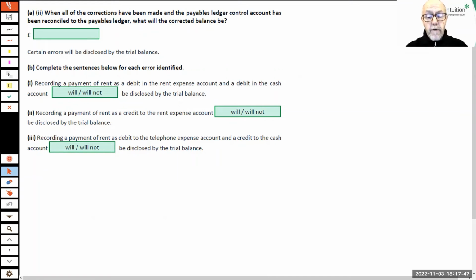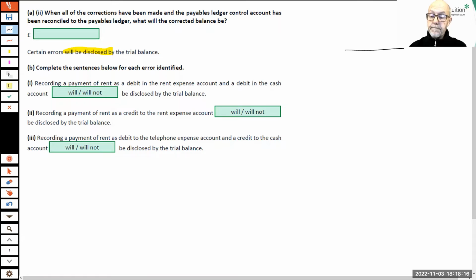Next task, when all corrections have been made, and is that the same question? That's the same question, forget that. Item B, certain errors will be disclosed by the trial balance. So recording a payment of rent as a debit in the rent expense account and a debit in the cash account will or will not be disclosed.